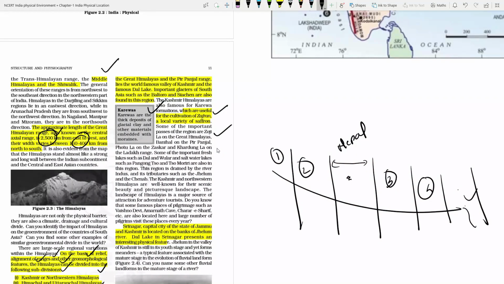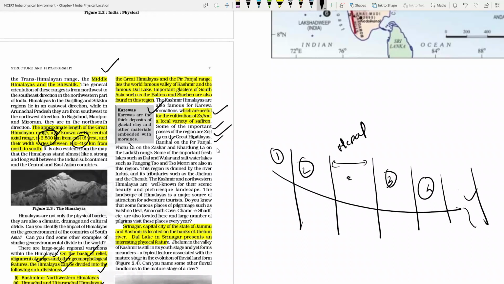On the Greater Himalaya itself, you can see the Zojila Pass is there, and on Pir Panjal you can say Banihal Pass is there. So Panjal and Banihal, in this way you can remember. We also have a tunnel which connects Jammu to Kashmir through this pass only, and now we are trying to have all-weather roads there.